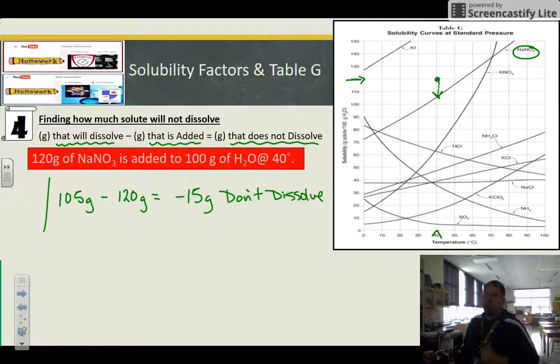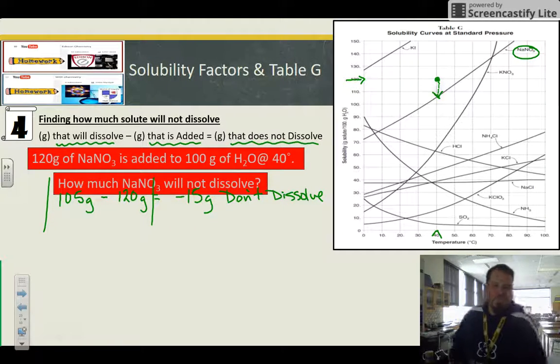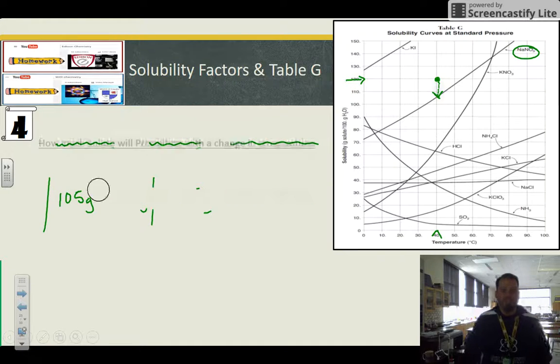How about these? Absolute value sign. Yeah. So funny, there's your marker. Oh, boy. How much did not dissolve? We did it. 15 grams did not dissolve.